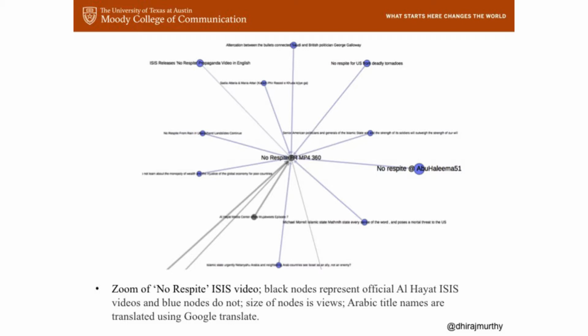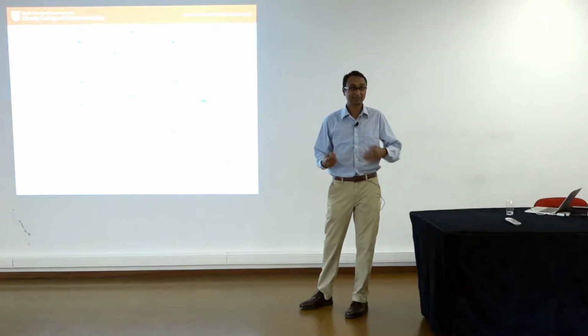So I look at one video right here, the No Respite video, which is a pretty gruesome video in lots of ways, also became very popular. And the black nodes here, so such as these, represent official videos from ISIS's media wing at the time, Al-Hayat, and blue nodes do not. And the idea here is that you can actually see how videos come in, and then how non-radical videos that maybe have a similar title, which I'll get to later, actually recommend the radical video, right? So we can go through.